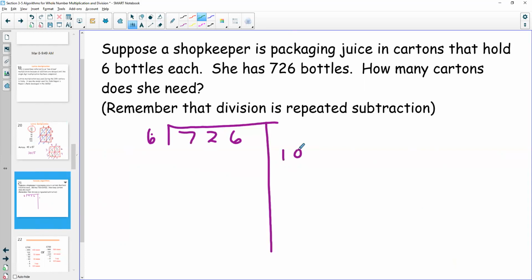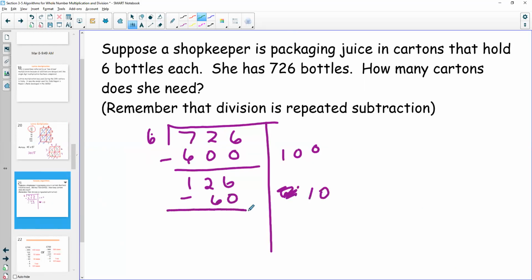So I'm going to put 100 over here on the side. That's where I keep a running list of what I've subtracted. And I'm going to subtract 600. That gets me 126 left. All right. Well, what else would be easy? 60, right? 60 would be easy. I know that 6 times 10 is 60. So I'm going to put 10 here, and I'm going to subtract 60 from my 126. That gets me 66.